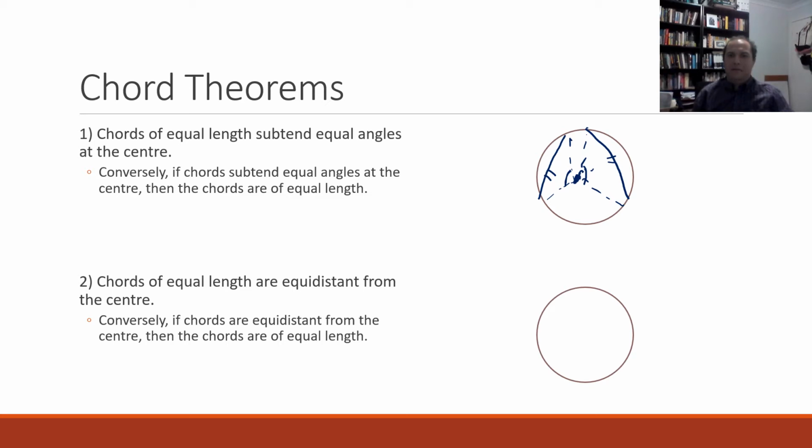If you've got equal angles subtended at the center, the chords, but also the arcs, are going to be of equal length as well. So it works in reverse.